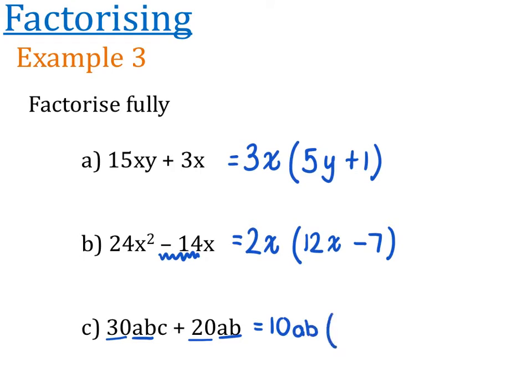And then we ask ourselves, what times by 10AB gives us 30ABC? Well, we definitely need a 3 because 3 times 10 is 30. And we've already used the A and the B, so we must be left with C. And then for the second part, we ask ourselves, what times by 10AB makes 20AB? And that would be 2. And we've already taken out the A and B, so there must be nothing left. And then we can close the bracket.